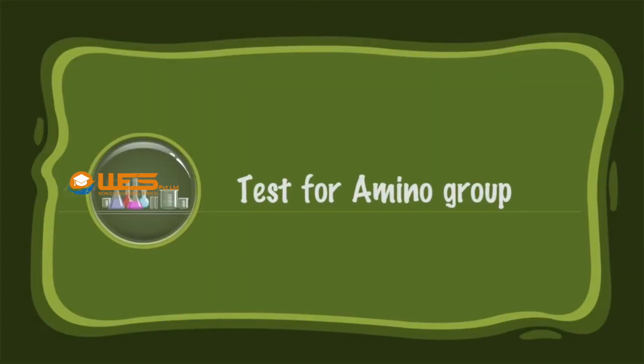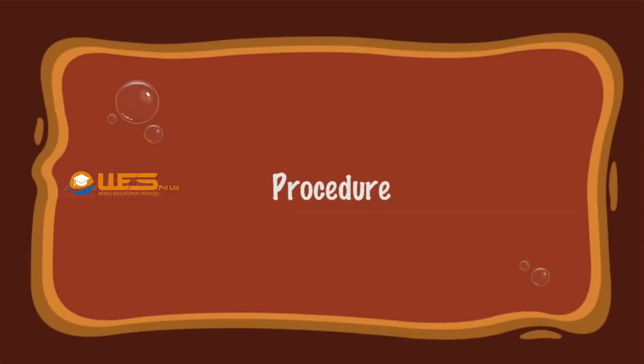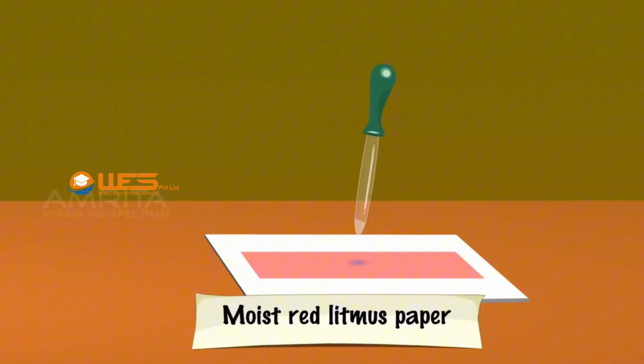Test for amino group. Litmus test. Procedure. Take a small quantity of unknown solution using a dropper. Pour a few drops of it onto the moist red litmus paper. Amines are basic in nature, which turns red litmus paper blue.